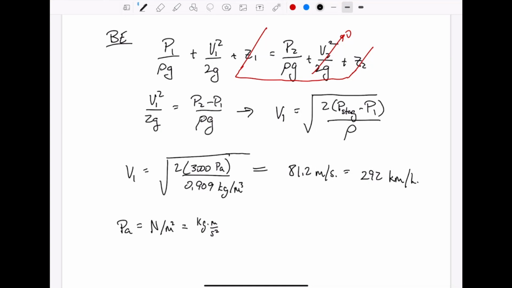So if we look up in our table for air, that has a density similar to this density. We said our density was 0.90. So our speed of sound would be around 370 meters per second. So 80 meters per second is less than 0.3 of that, so we're pretty safe still with that incompressibility assumption.